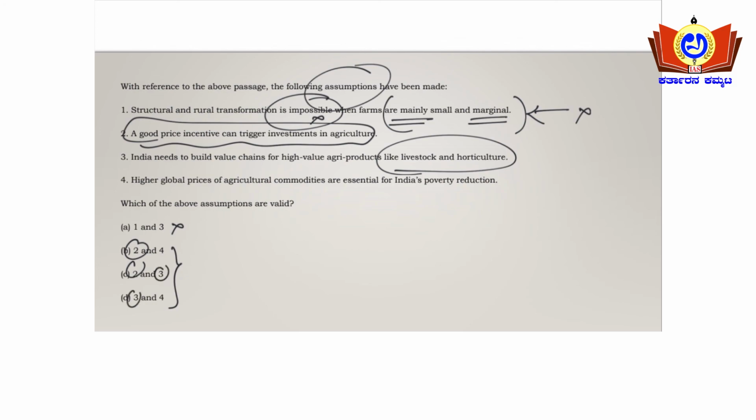So with three eliminated, the most probable option will be B, but we shall check the fourth option also. Higher global prices of agriculture commodities are essential for India's poverty reduction. If the global prices rise in the agriculture commodity, the demand will be boosted here, so it is not essential for India's poverty reduction. Hence option B is the right answer here. So this is the last question for today's video.